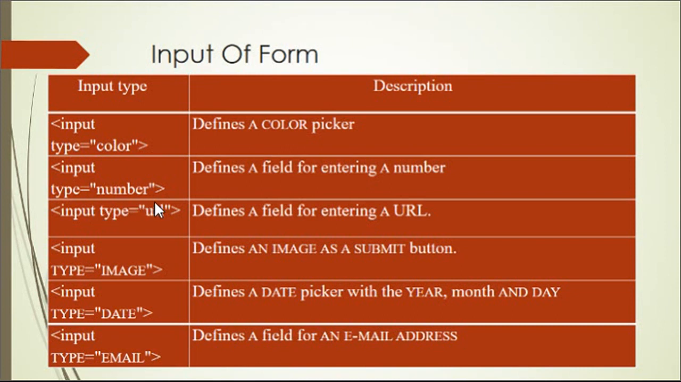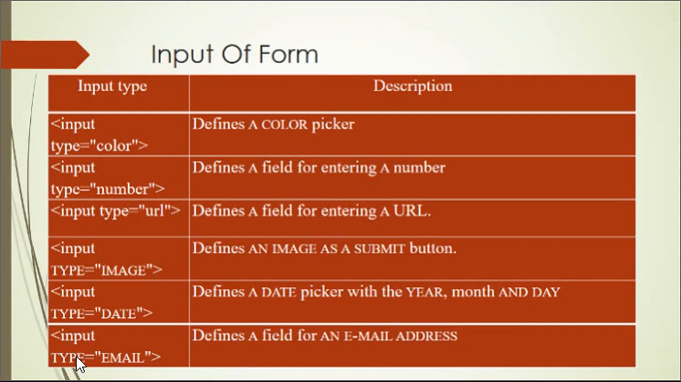When we want to define a field for entering a number, at that time we can use input type is equal to number. Next one, input type is equal to URL, when we want to define a field for entering a URL. Next, input type is equal to image. It defines an image as a submit button. Next one is input type is equal to date. It defines the date picker with the year, month and the day.